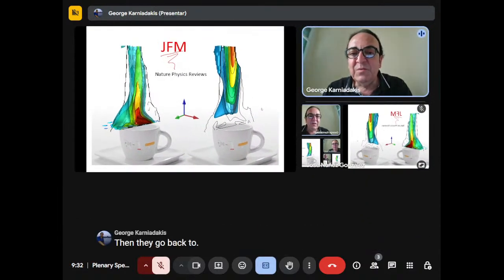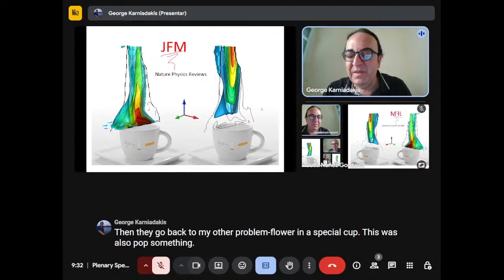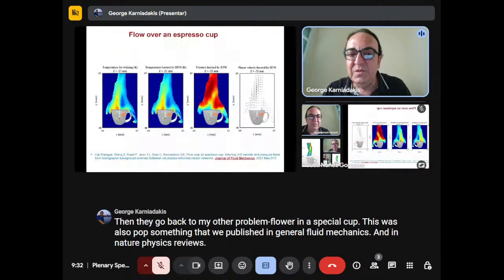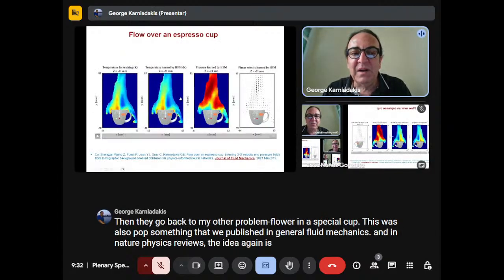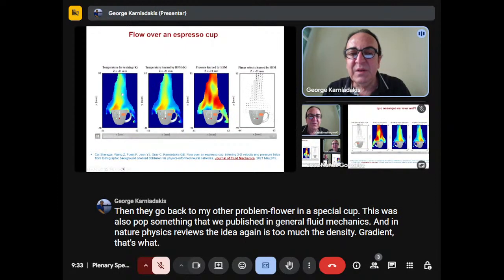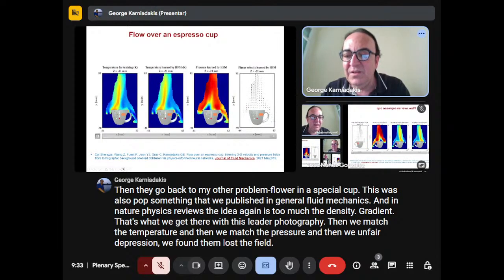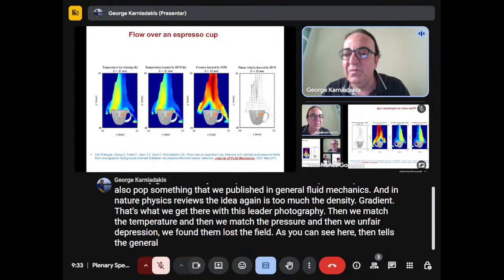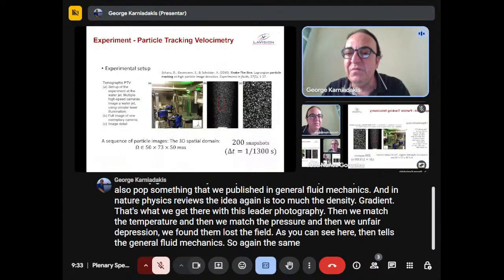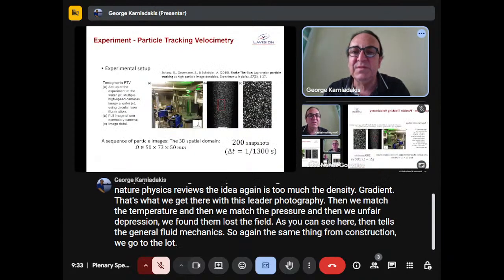Then if I go back to my other problem, flow over an espresso cup, this was also something that we published in the Journal of Fluid Mechanics and in Nature Reviews Physics. The idea again is to match the density gradient. That's what we get with the Schlieren photography. Then we match the temperature, and then we match the pressure, and then we infer the pressure, and we find the velocity field, as you can see here. The details are in the Journal of Fluid Mechanics. So again, the same thing. From concentration, we go to the velocity field.